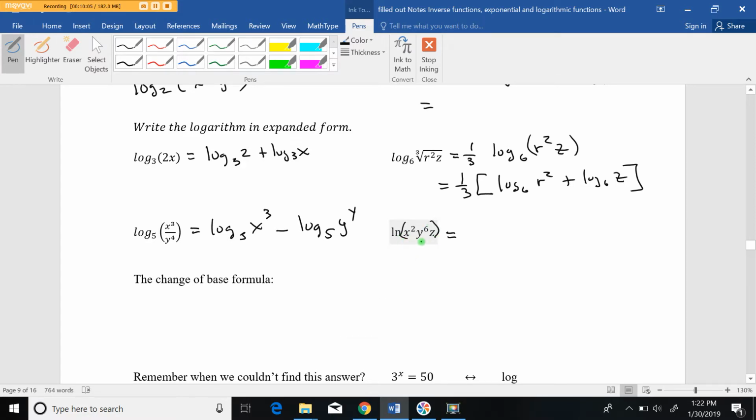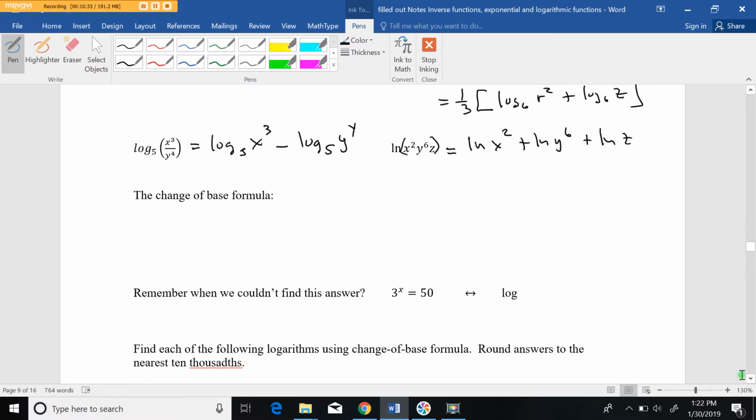All right, natural log of all of this. This can be expanded out using the product rule, the log of a product is the sum of the logs. So this one is going to equal ln of x squared plus ln of y to the 6th plus ln of z. The directions just say to expand, so there's really no reason to do anything further, but you could write this one 2 ln x and this one 6 ln y, but it's not in the directions, so I'm not going to bother.